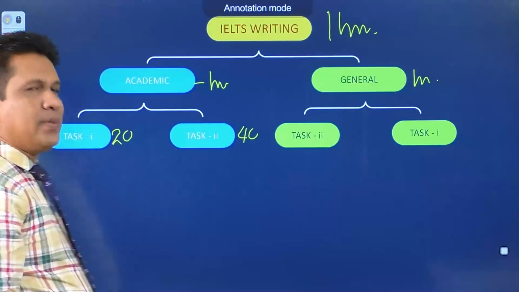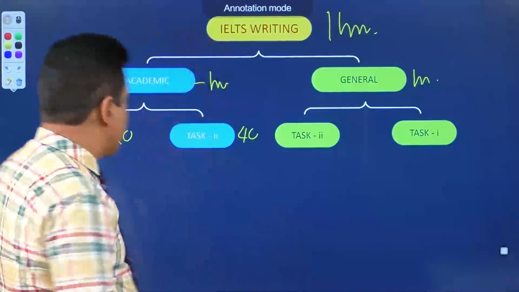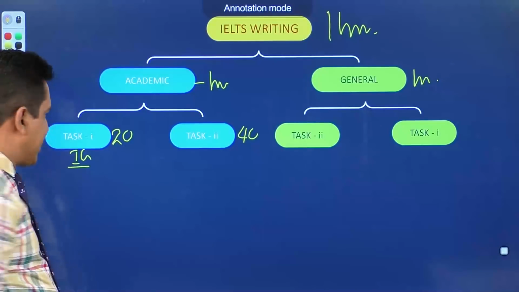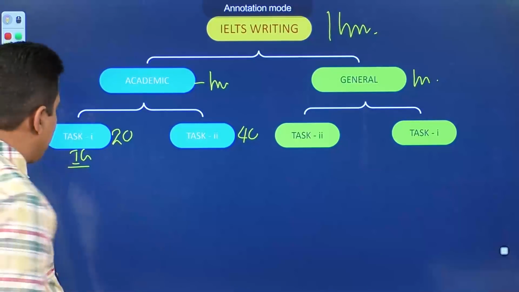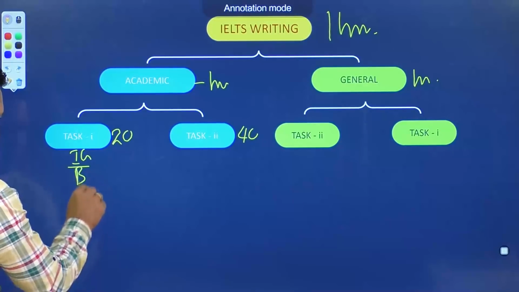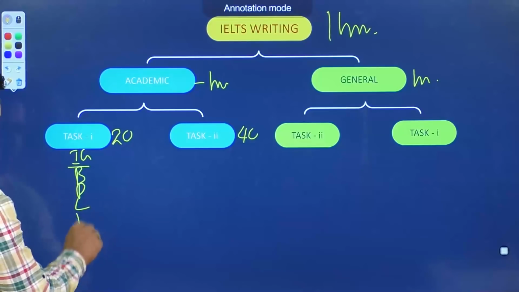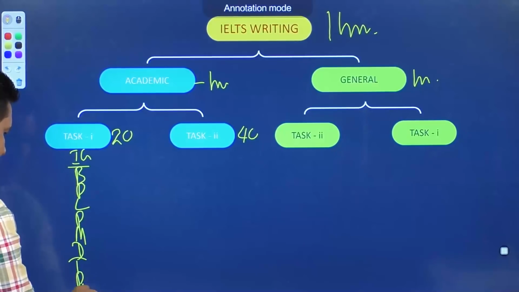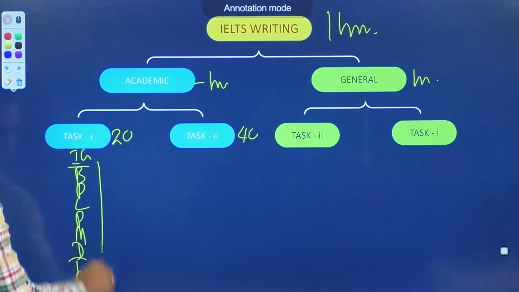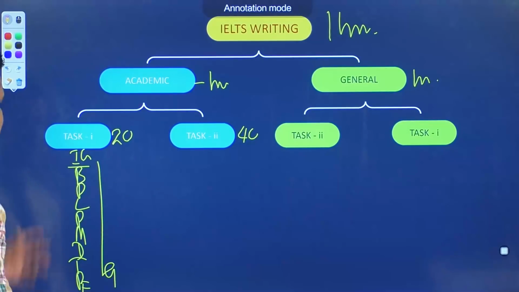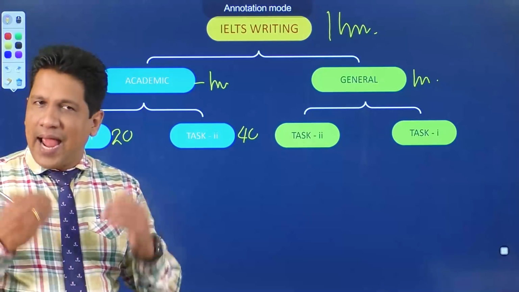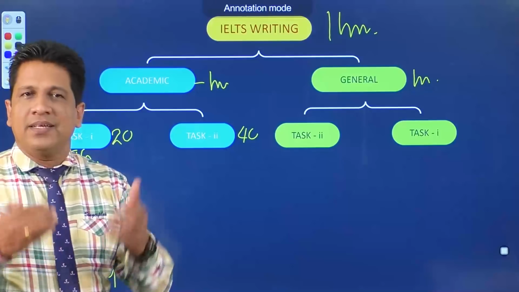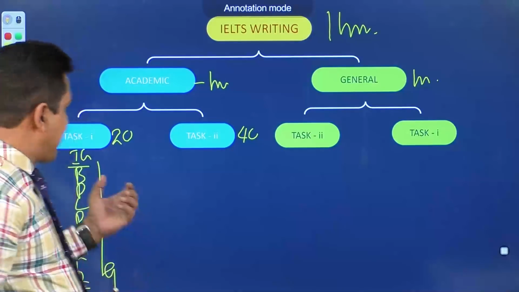The task 1 20-minute section, we call it information graphic. Under information graphic, we can identify bar chart, pie chart, line graph, plan, map, diagram, table, process and flow chart. Altogether 9 concepts you can meet under academic task 1. Each of these blocks you get 20 minutes of time.